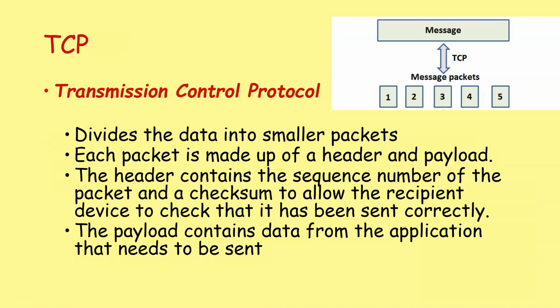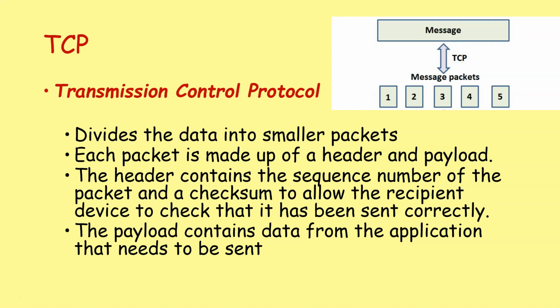Transmission Control Protocol takes the data from an application and divides it into smaller packets of data. Each packet is made up of a header and a payload. The header contains the sequence number of the packet and a checksum to allow the recipient device to check that the data has arrived correctly. The payload contains the actual data from the application that needs to be sent.